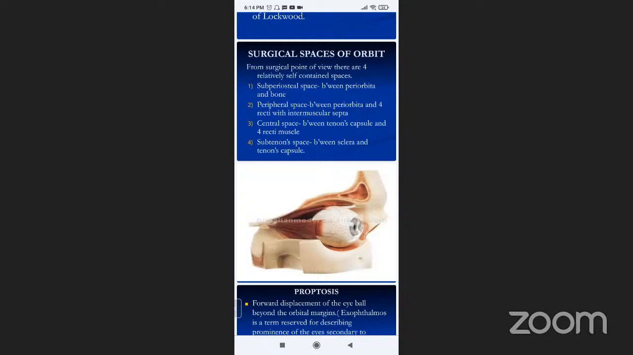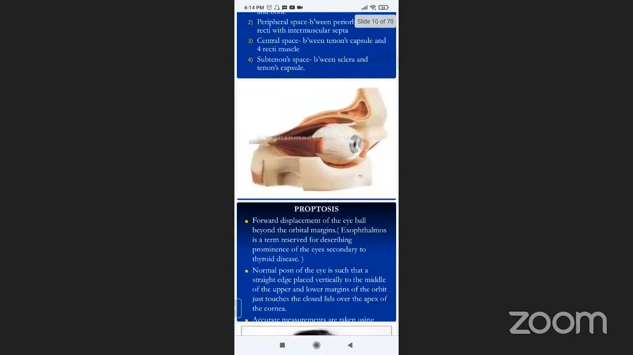Actually, there is a septum, the intermuscular septum, which is a fascial condensation connecting these recti muscles, so that there is a space within that muscle cone and a space outside that muscle cone. Coming to the diseases affecting the orbit, any space-occupying lesion within the orbit can push the eyeball forwards, so that the eyeball is pushed out of the orbital cavity.